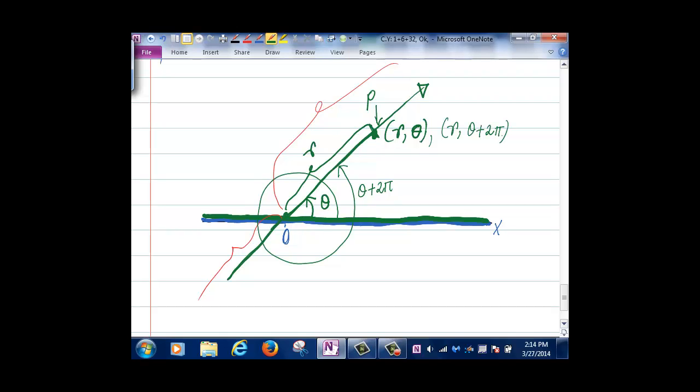Not only that, I could have rotated a couple of times. So I could have said this is r comma theta plus 4 pi. Generally, I can say this is r comma theta plus 2 n pi. So how many polar representations do I have? Infinitely many. For every value of n, I get a polar representation of that point.